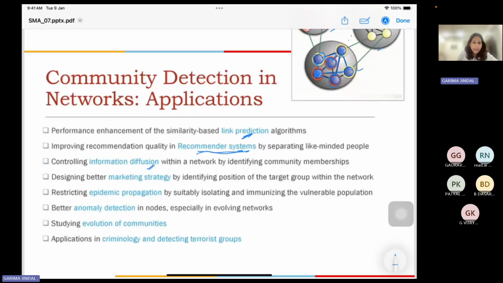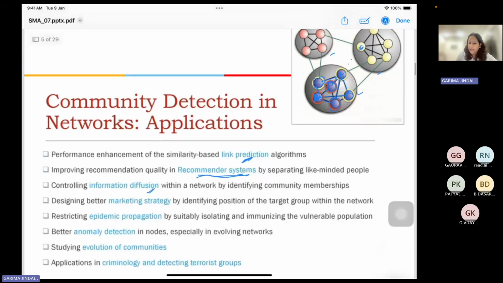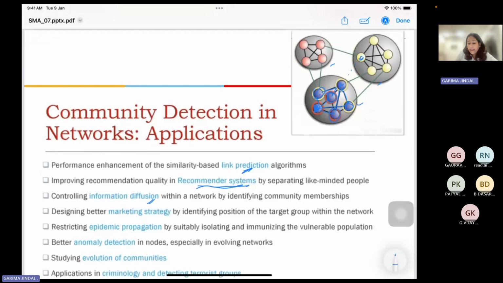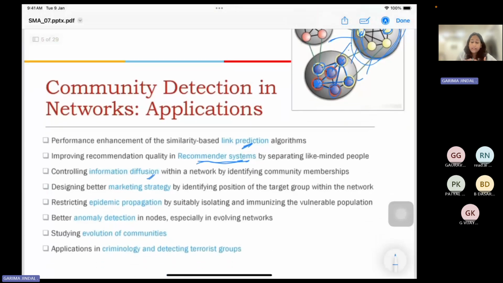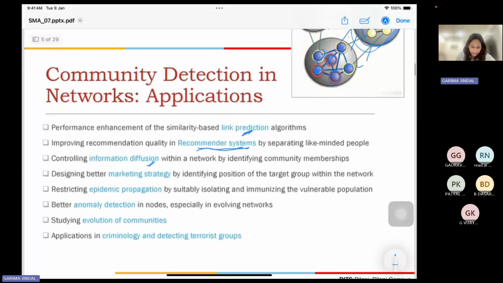Now, next comes information diffusion. Suppose I have certain information in my network, and we know that there will be certain groups. If that information reaches some node here, it will first very quickly spread to that particular community. So this community will be the first people who will know this information, and then this information will be broadcasted further. Whenever we are studying how information spreads in the network, community detection again plays a very crucial role.